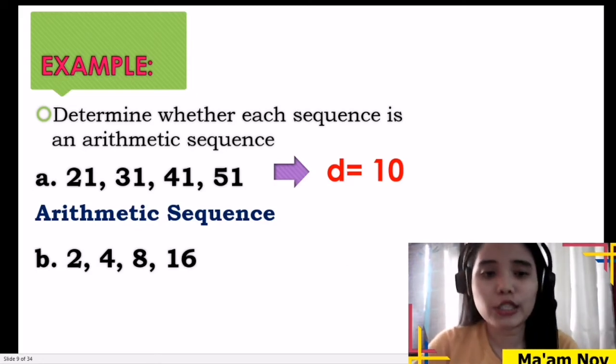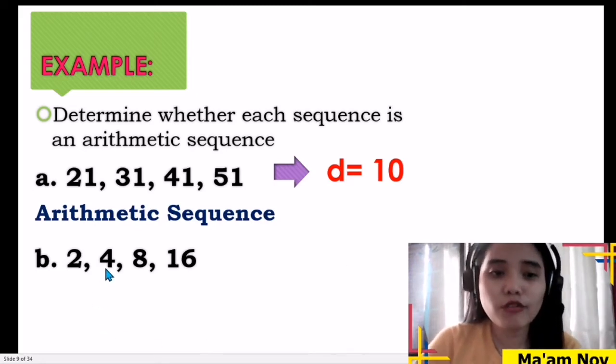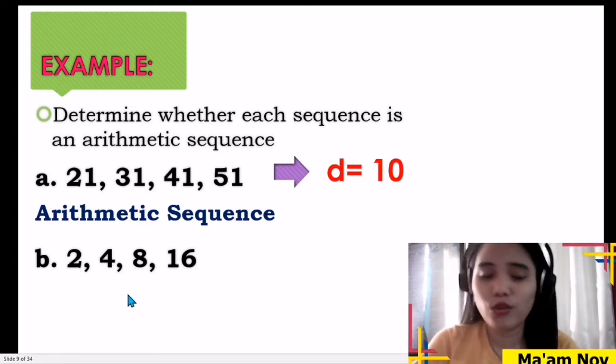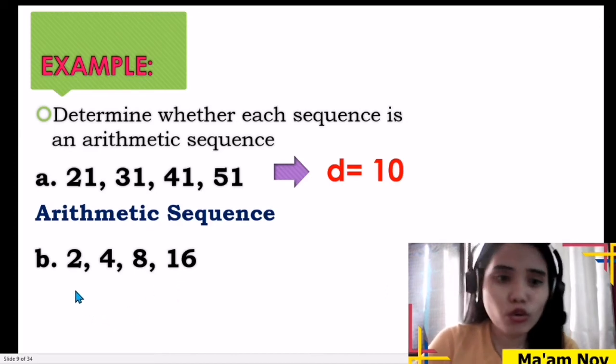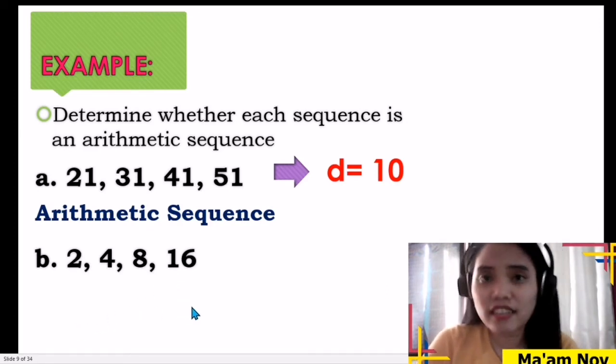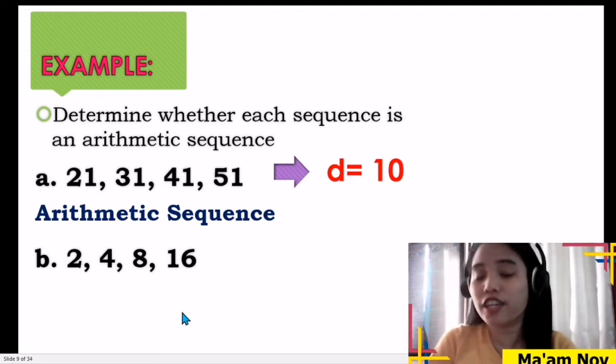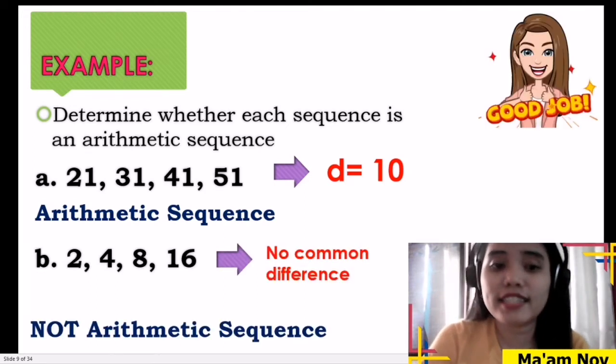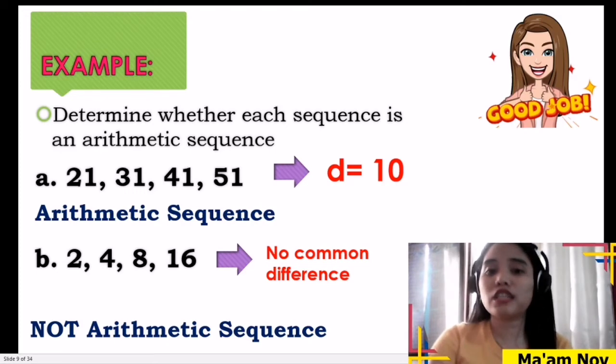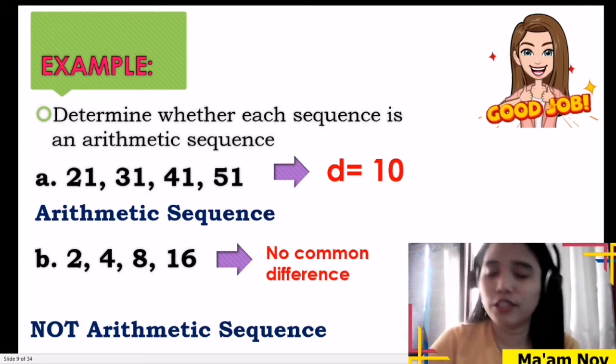How about letter B? 4 minus 2 is 2. 8 minus 4, 4. 16 minus 8, 8. So, 2, 4, and 8. Hindi na common ang kanilang difference. That is why that is not an arithmetic sequence kasi wala silang common difference.